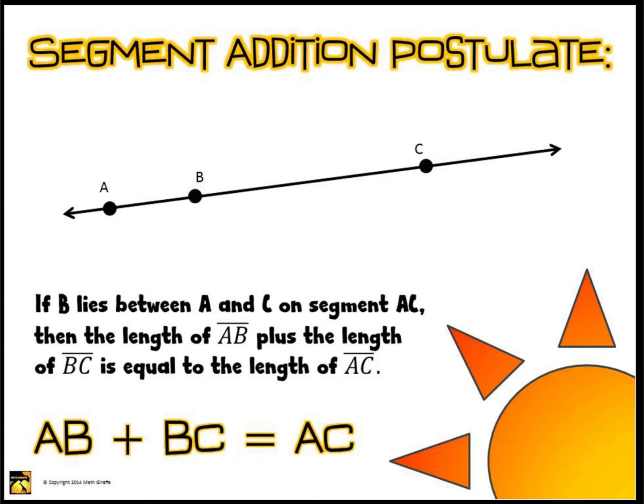So this says if B lies between A and C on segment AC, right? So that means if B is on the same line and somewhere in between these points, then the length of AB plus the length of BC is equal to the length of AC. So basically what this is saying is that when you have a segment, the two parts added together, AB plus BC, is going to equal the entire segment.